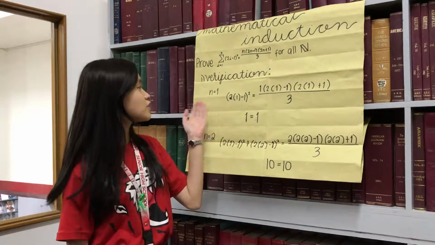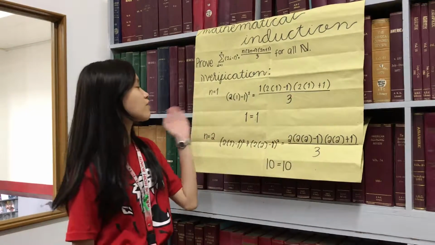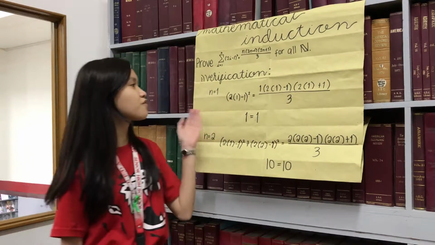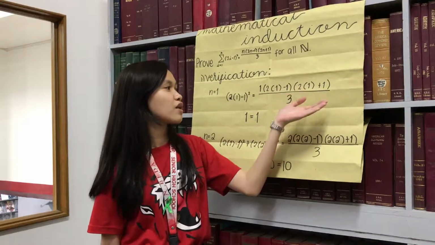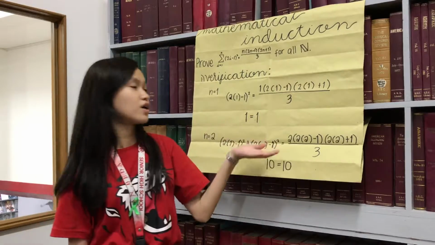We need to substitute the value of n into the given equation. So the equation would be like this: the quantity of 2 times 1 minus 1, squared, is equal to 1 times the quantity of 2 times 1 minus 1 times the quantity of 2 times 1 plus 1, all over 3. When you solve this equation, it would be equal to 1 equals 1.